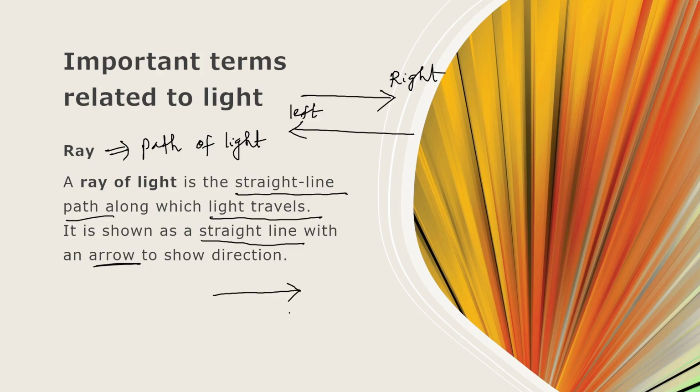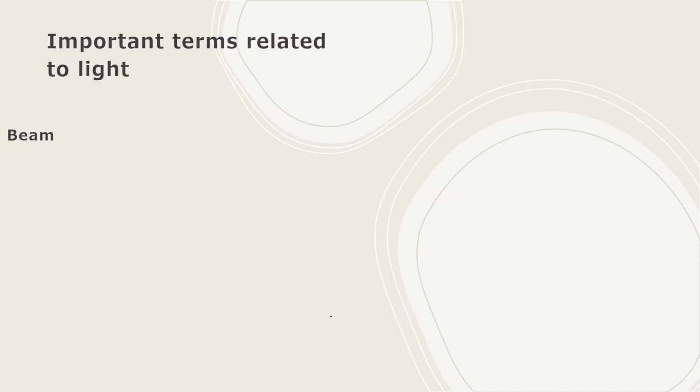That's it. Now if you have more than one ray, what will we call this? More than one ray, we have a group of rays. That is called a beam. A beam of light is nothing but a group of light rays. Very good. So we can draw like this.